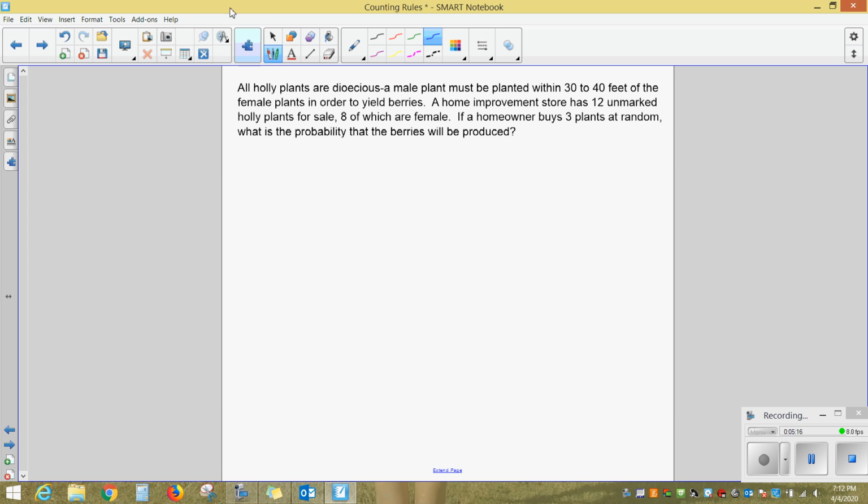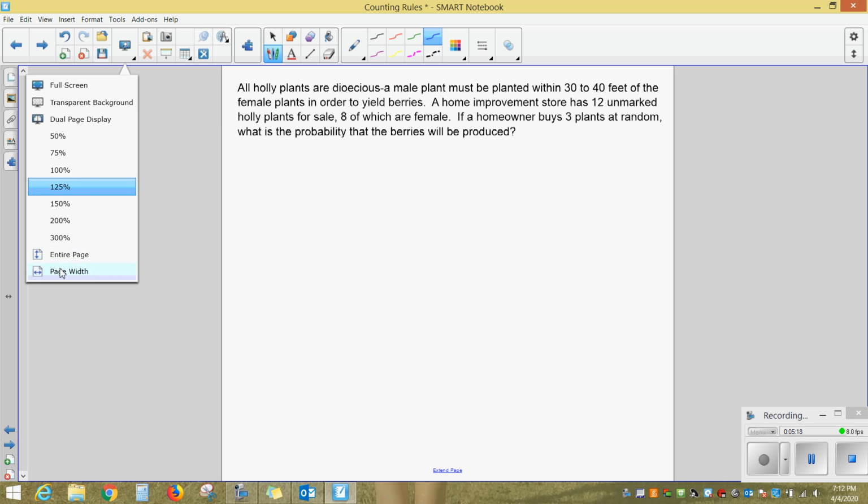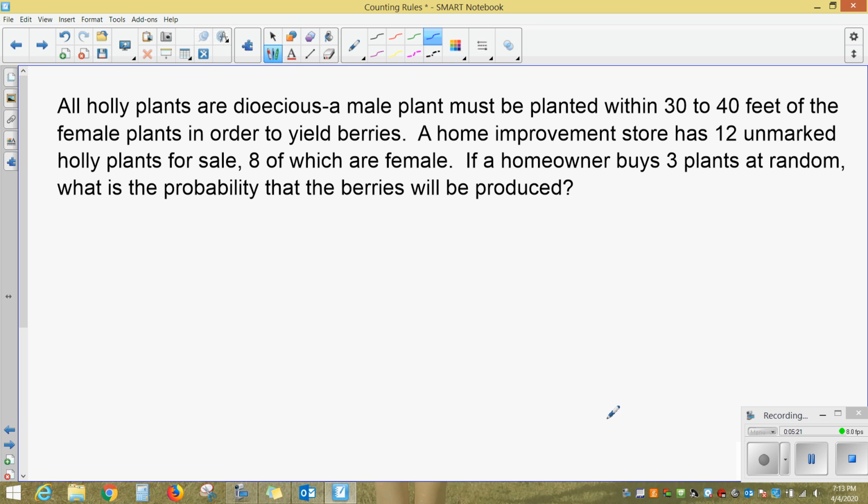Next example, holly plants. They apparently have gender, and you have to plant a male and a female plant close enough together that they can pollinate and create berries, if you want berries on your plant. So the store has 12 of them, and they don't have them marked. They know that 8 of them are female, but they lost the tags which ones are what. So somebody's going to buy 3 plants, just grab 3 of them off the shelf, and we want to know the probability that berries will be produced, that we'll have at least 1 male and 1 female plant in that group.